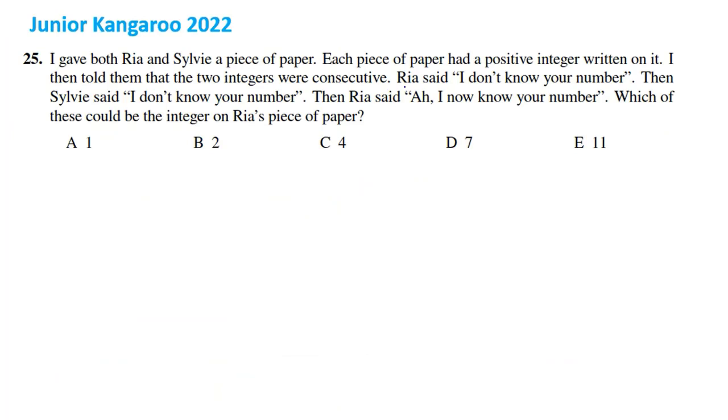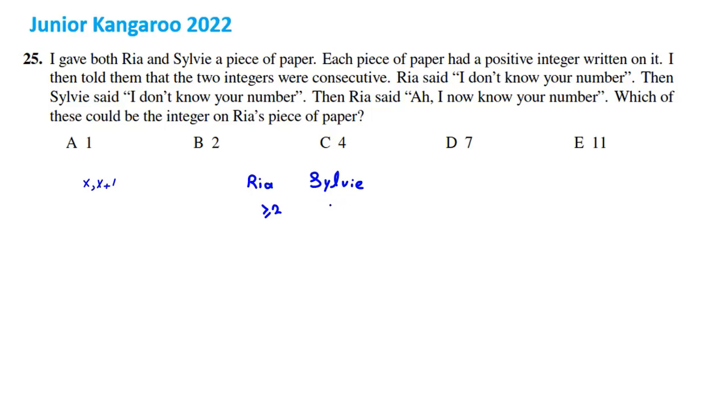This problem is related to logic, and here we know the numbers are x and x plus 1. At first, they know their numbers are consecutive. When Ria said, I don't know your number, it means the number of Ria is not 1. Suppose Ria has 1, because they are consecutive positive integers, then Sylvie has 2. So now we know the number of Ria is at least 2. Now when Ria says, I don't know your number, then Sylvie understands that Ria doesn't have 1.